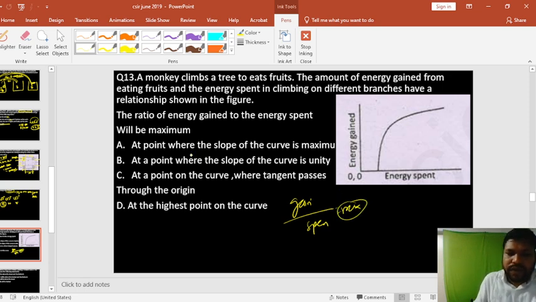So we can say that the maximum is at a point on the curve where the tangent is passing through the origin. This is correct. Where the tangent is passing through the origin. Because at this point, the ratio or the slope will be maximum, and it must pass through the origin. Your option number C is the right answer.